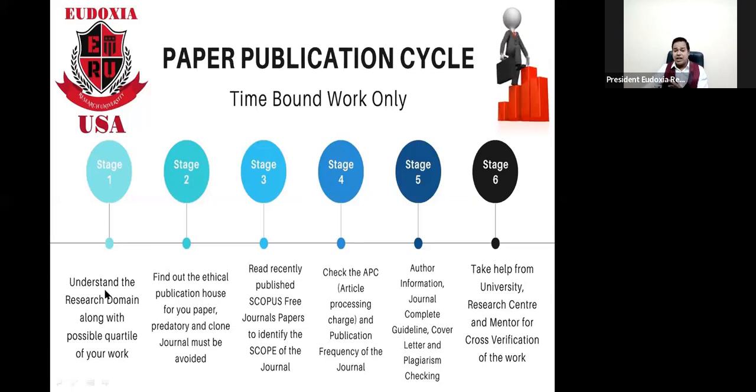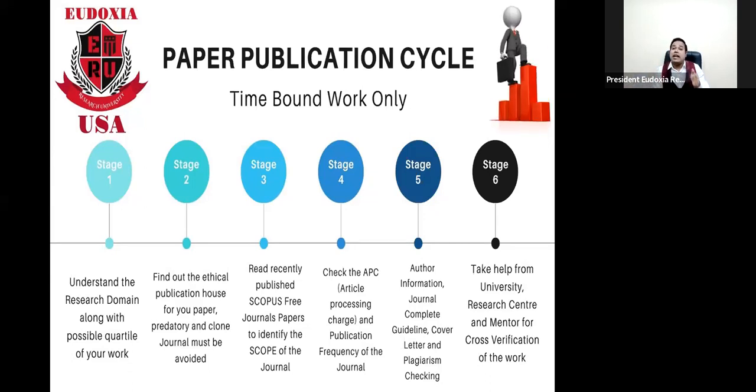First, stage one: understand the research domain along with the possible quartile of your work, that is, whether it will come under Q1, Q2, Q3, or Q4. Understand the research domain. Are you doing research in pharmacy, nursing, management, HR? What is your domain? You need to understand it and target a journal in your category. Again, in the journal you will have different quartiles, Q1, Q2, Q3. Now you need to judge whether the content, your objective and goal of the paper, will match Q3 or Q1.